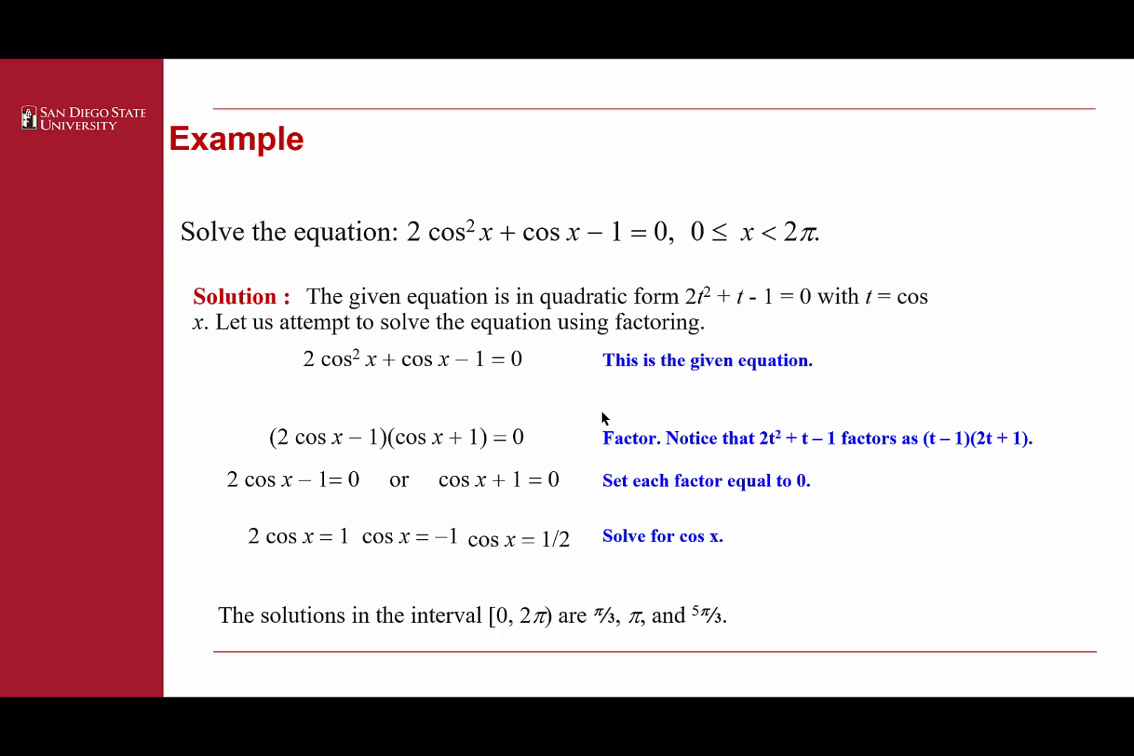Here we get 2 times cosinus x equals 1, which translates as cosinus x is 1 over 2. And another solution is, of course, cosinus x equals minus 1. And we are already given the solution interval for the angle x, which was 0 to 2 pi. And the solutions in this interval are pi over 3, which is 60 degrees, pi, and 5 pi over 3.